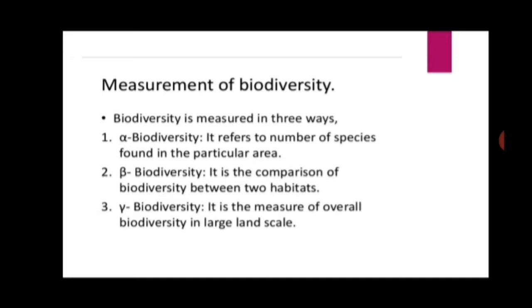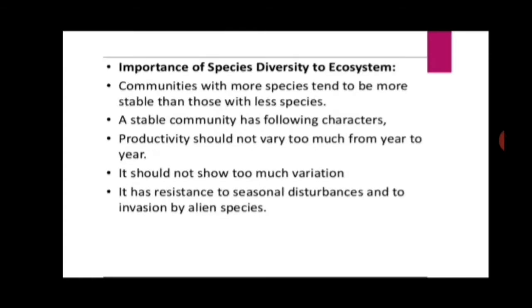How do we measure this biodiversity? Well, there are three ways to measure the biodiversity. Alpha biodiversity. You can only count the number of species in a particular area. Then beta biodiversity. It is the comparison between two habitats. Gamma biodiversity. It is the measure of overall biodiversity in a large land scale. That is, when we are considering a larger area. For example, the entire Indian subcontinent or an entire continent. So that time we shall measure the gamma biodiversity.